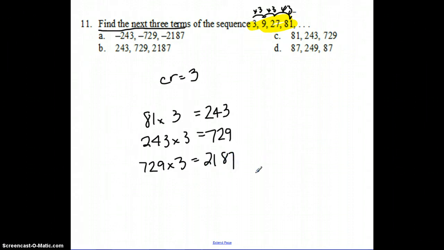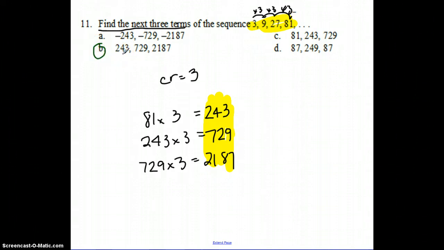Now my job was to find the next three terms. And if I look at what I've already created here, these would be the next three terms. So if I look up at our problem, that means our answer would be B.